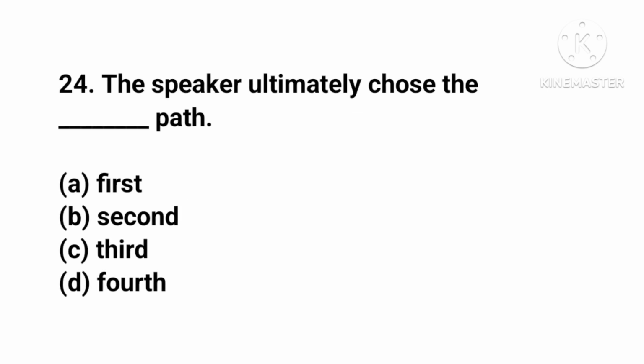Number 24. The speaker ultimately chose the dash path. Option A, first. Option B, second. Option C, third. Option D, fourth. Which path did he choose? The grassy one. The path that wanted wear. Which one was it? Yes, the better claim. The second path. The speaker ultimately chose the second path.